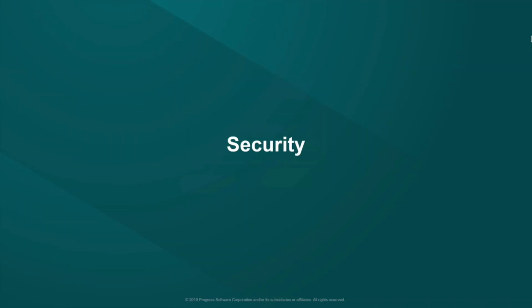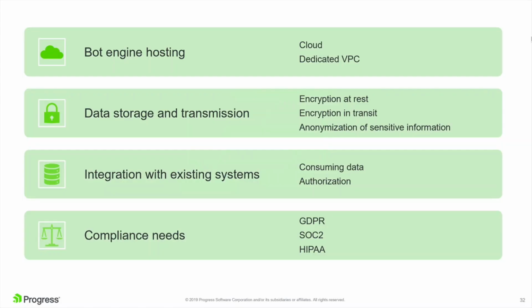Security is a big risk, and you must always have in mind that chatbots are also vulnerable. You should take care of the following. Hosting of the bot engine, either cloud or dedicated deployment. Usually hosting means the location of chatbot history data. This is very important for many companies. Data storage and transmission, which basically means taking care of encryption both at rest and in transit, along with anonymization when dealing with more sensitive data that you don't want in the cloud.